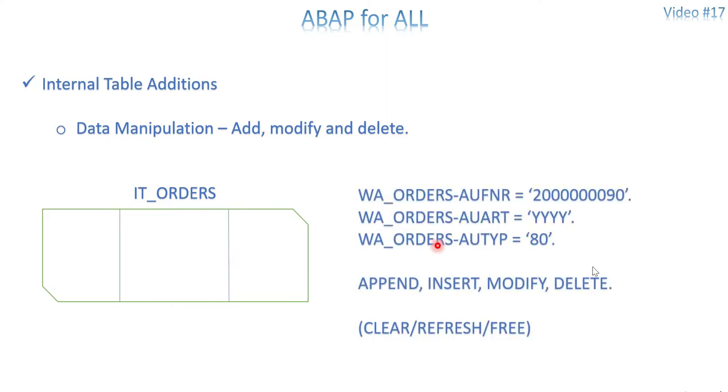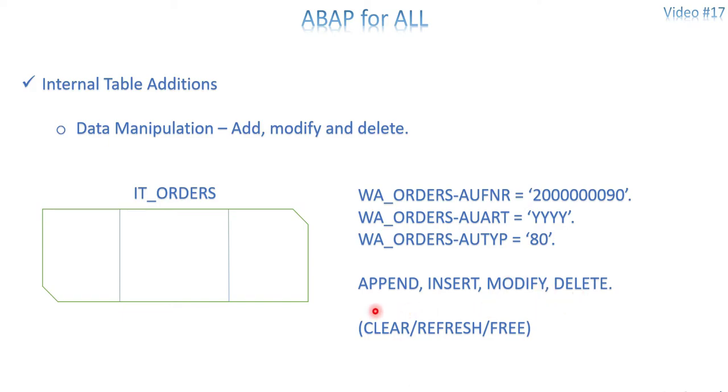So here the options: I want to add data to the body of an internal table directly, meaning manual entry. What I can do is I need the help of the work area. Especially for manual entry, you can't add data to the body directly. So you need the work area. Add the data to the work area, then either you can do append or insert or modify and delete. These are the options you're able to use over here.